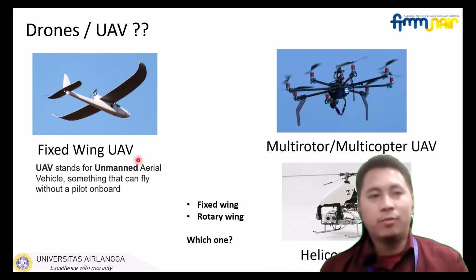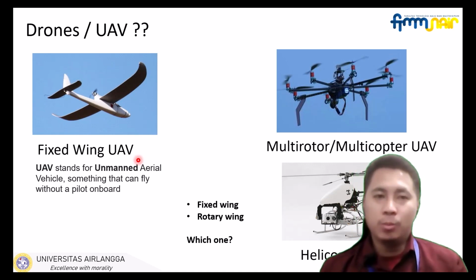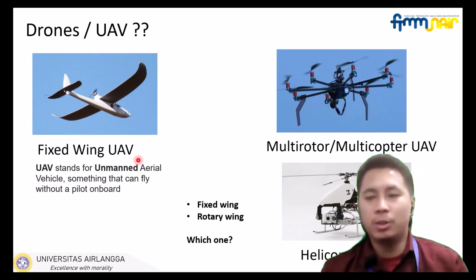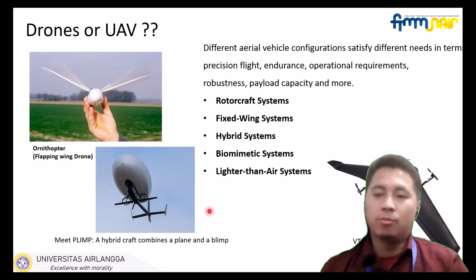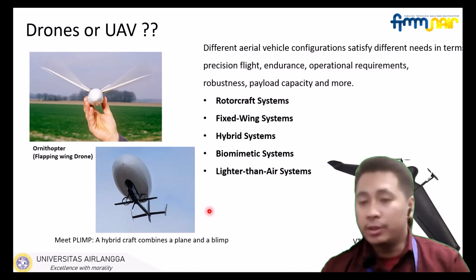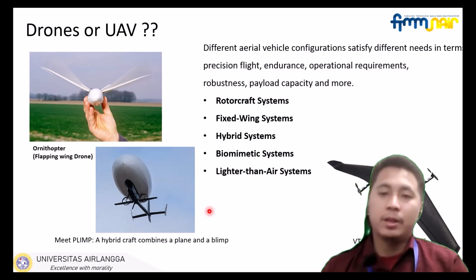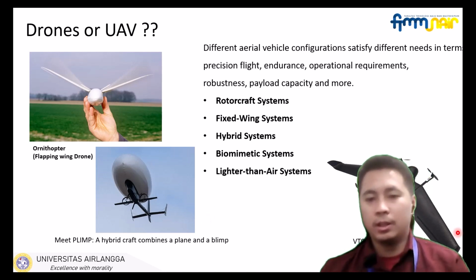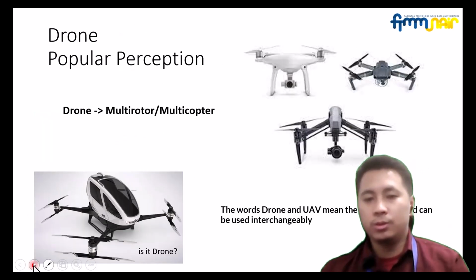Both are aerial devices that can fly with a human remotely controlling them, or in the most advanced cases, they can fly by themselves without any human intervention. There are rotorcraft systems, fixed wing systems, hybrid systems, biomimetic systems that articulate living things, and lighter than air systems like a balloon. There are so many drones or UAVs. But in this presentation, I will focus on the drones.